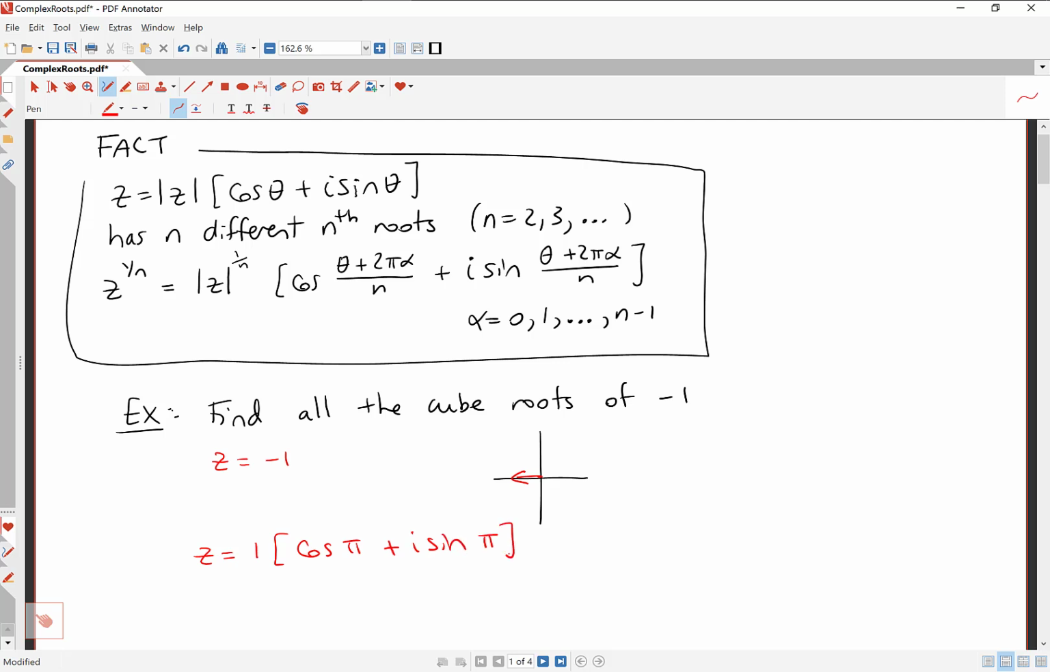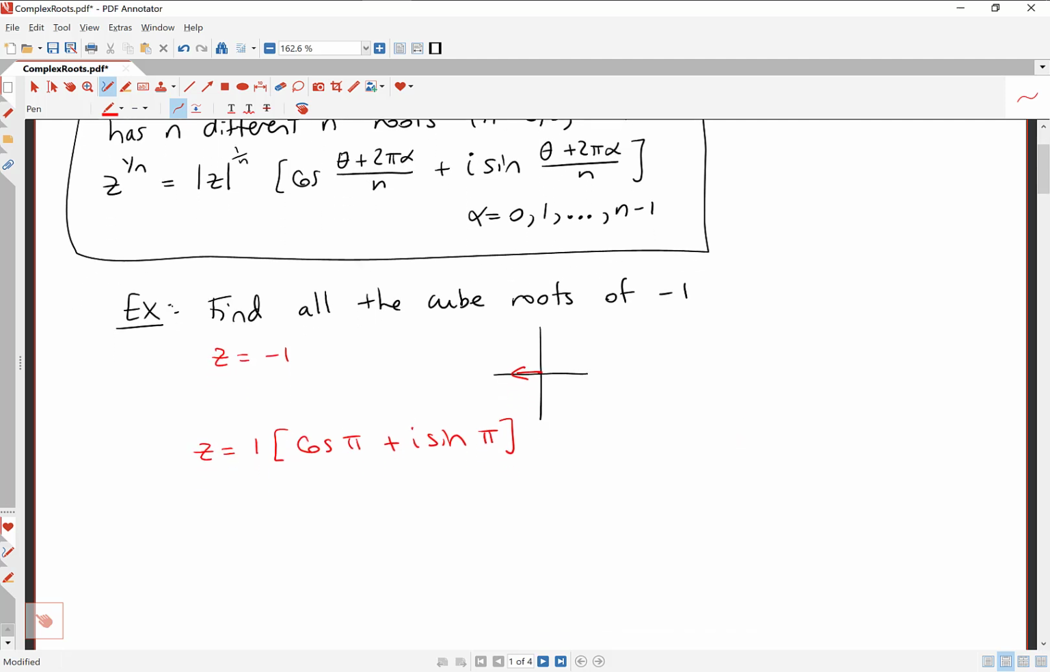Now that we've got that, we can apply the formula in the fact above to figure out what those cube roots are going to look like. So z to the 1/3, or in other words, the cube root of z, would be the cube root of 1 times, and then we're going to modify the angle appearing in the polar form. So instead of having the angle pi, we're going to take our original angle pi and write plus 2 pi alpha, and divide by n. Well, in this case, n is 3 because we're calculating the cube roots. If we were doing square roots, n would be 2. If we were doing the fourth roots, n would be 4, etc.